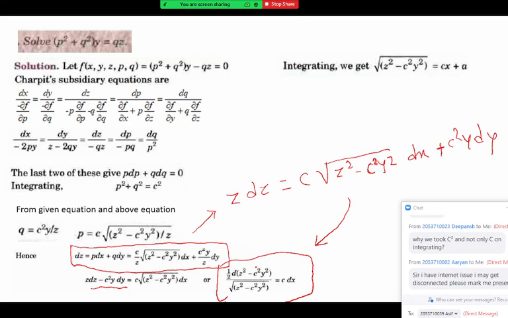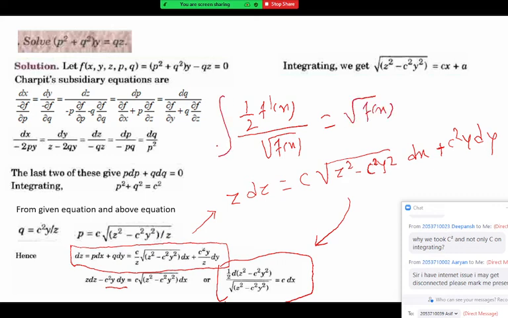So if it is in the form of 1 by 2 f dash x upon root fx, or derivative of root fx, that becomes root fx only. Integration of 1 by 2 f dash x upon root fx, or integration of f dash upon root fx is 2 root fx there, that way. So just go through it, you will get it.